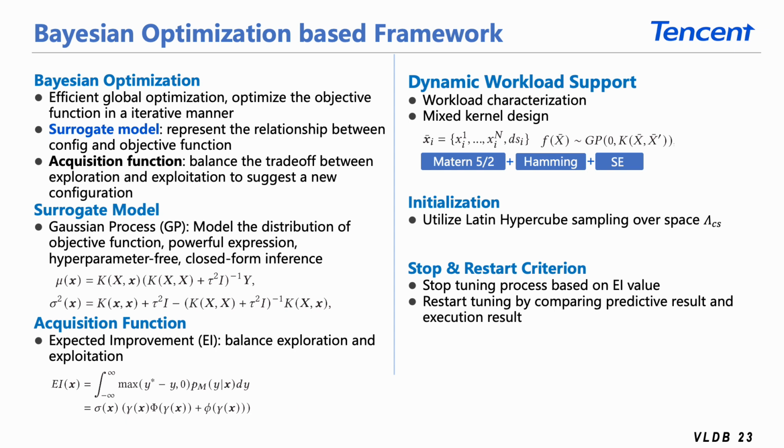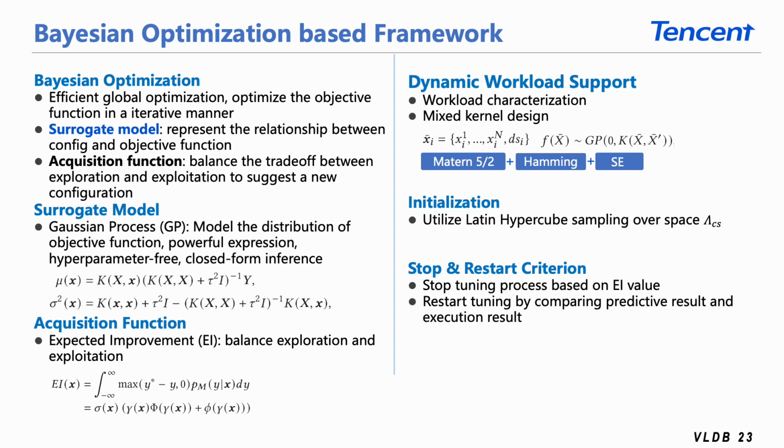Bayesian optimization is a global search method which has 2 components: surrogate model and acquisition function. The surrogate model is to model the relationship between configuration and objectives. Based on the prediction of the surrogate model, the acquisition function balances the exploration and the exploitation to suggest a new configuration. Bayesian optimization searches for the promising configuration iteratively.